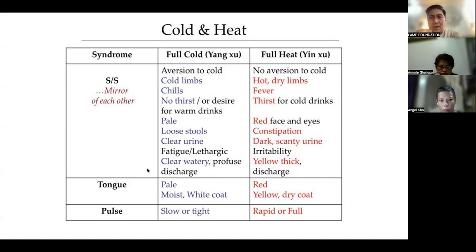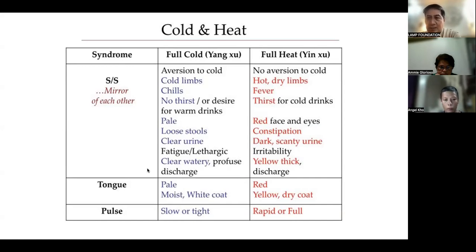At saka tingnan nyo, pag moist talaga yung tongue, almost always it's full cold, no? White coat. Hindi siya thin. Pag hindi sinabing thin, hindi normal yan. Moist white coat. Imagine yon, visualize nyo. The pulse is slow or tight.